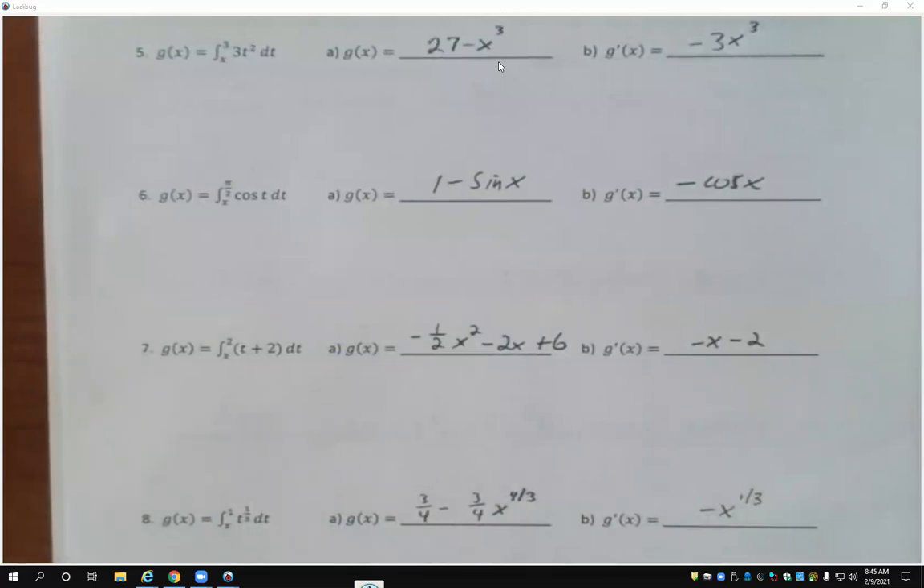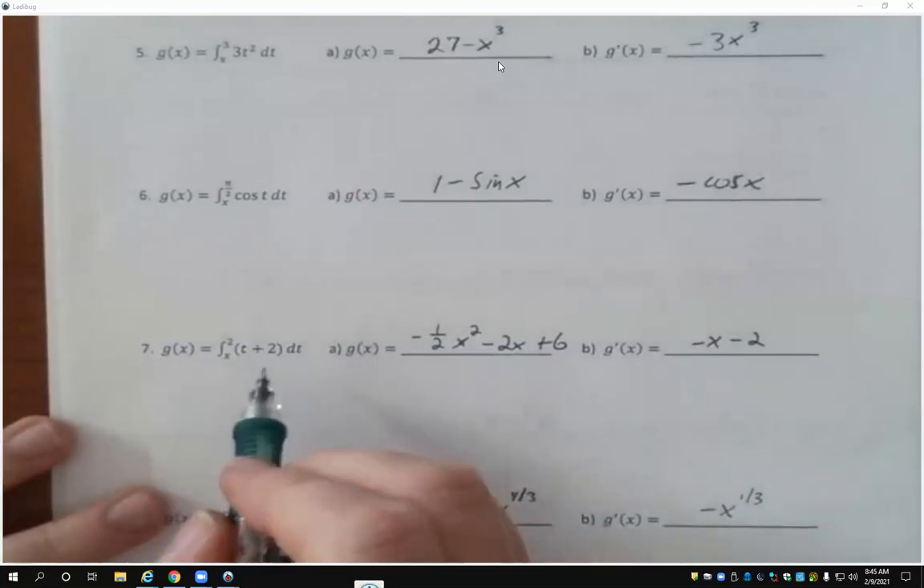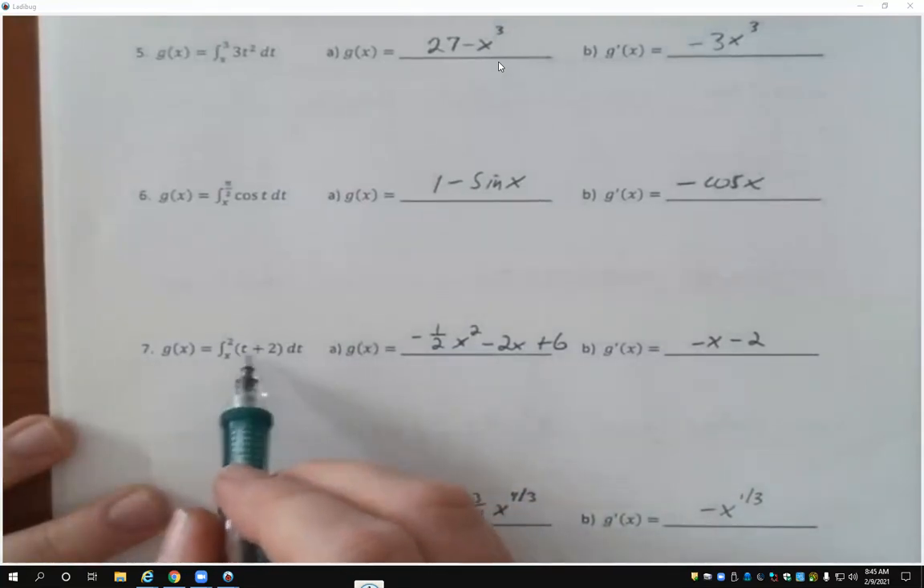All right, so does anybody have any questions on how I got g of x, and then flip side of that, how I got g prime of x? Could you do 7, please? All right, so number 7 is find the antiderivative of t plus 2.